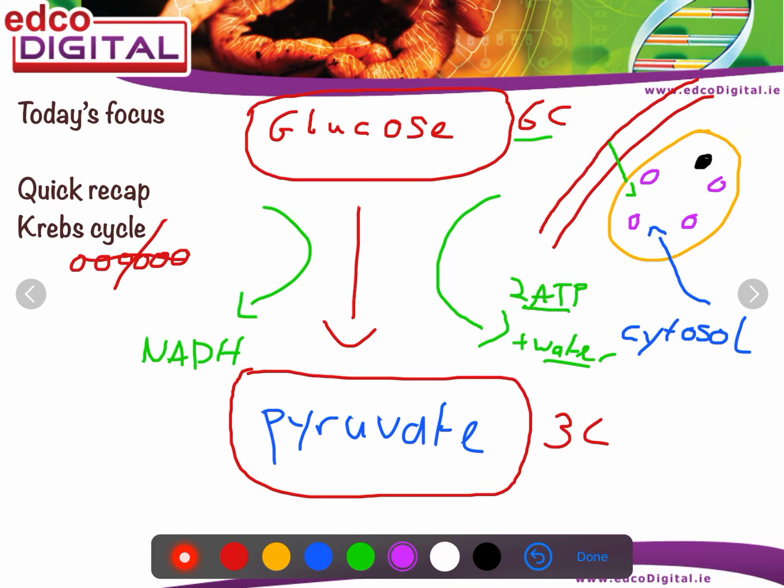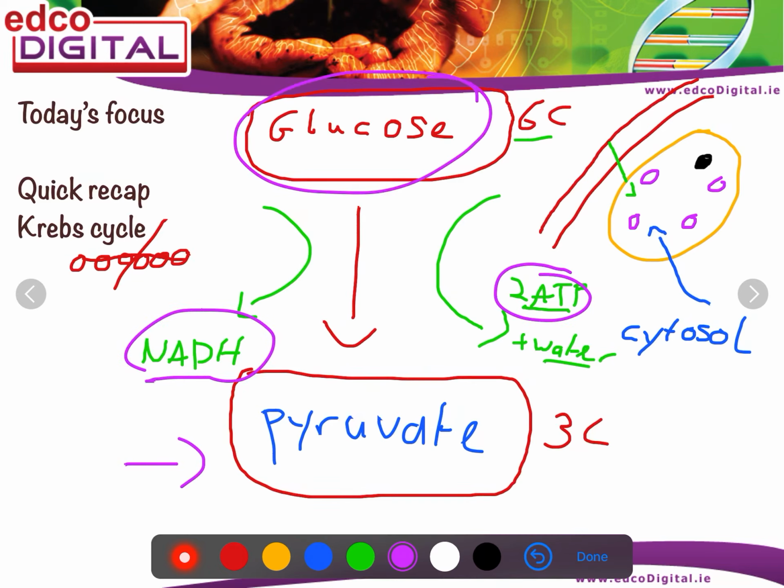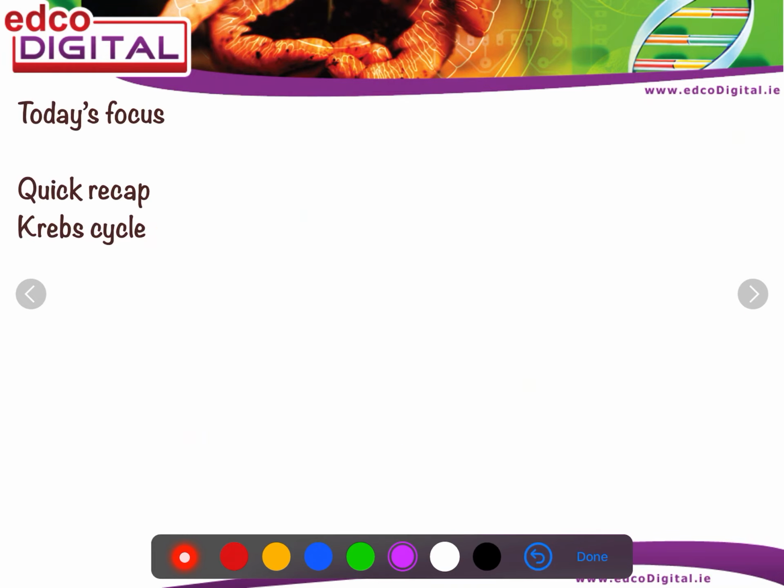So you can be asked, what is the 2 3 carbon compound? What's released? We have NADH, ATP. What's the name of the first stage? Glucose. Where does it occur? Cytosol. So that was the quick recap on what we've done so far. I'd urge you to go back over that later.